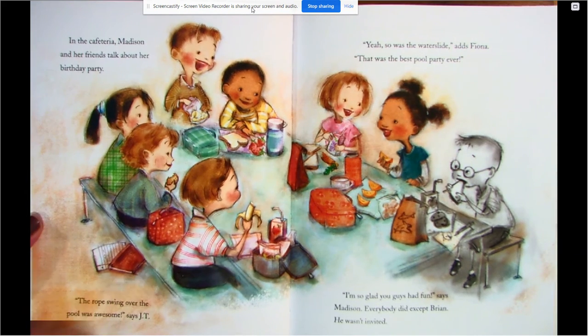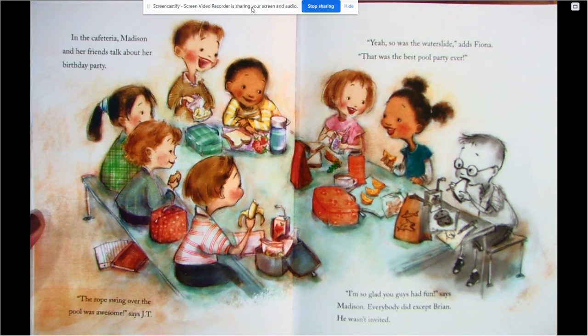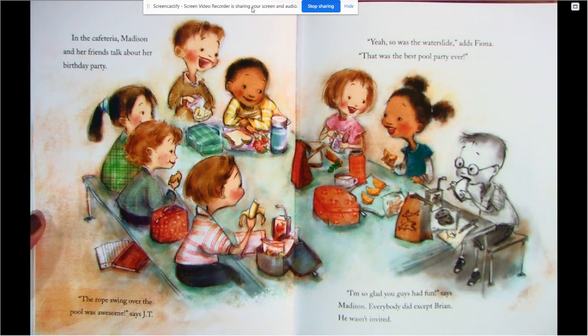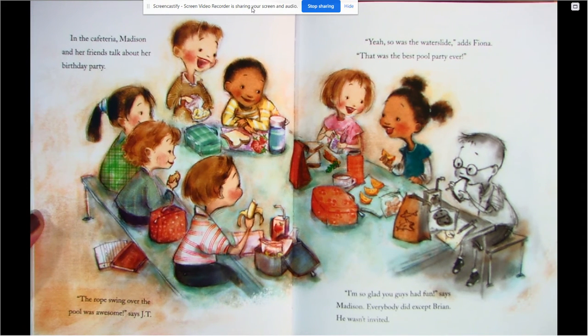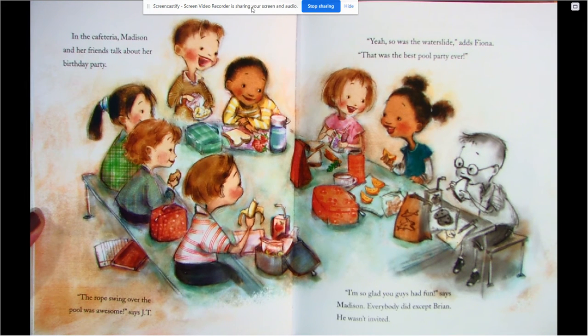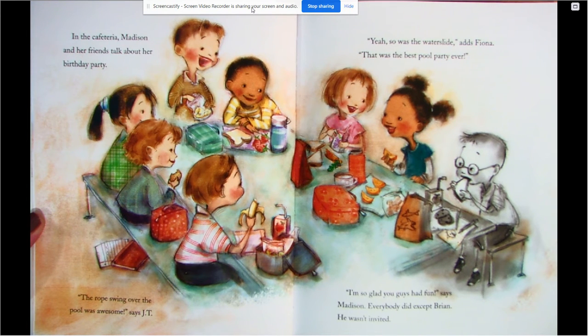In the cafeteria, Madison and her friends talk about her birthday party. "The rope swing over the pool was awesome," says JT. "Yeah, so was the water slide," adds Fiona. "That was the best pool party ever." "I'm so glad you guys had fun," said Madison. Everybody did, except Brian. He wasn't invited.